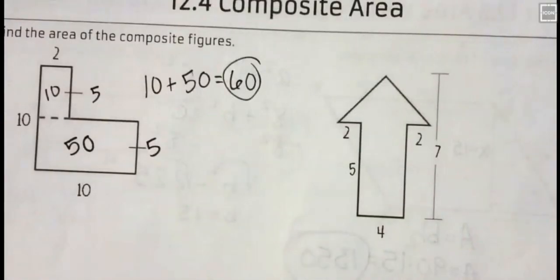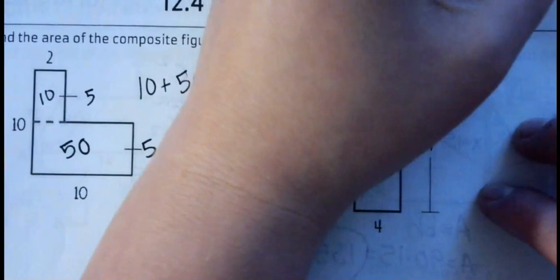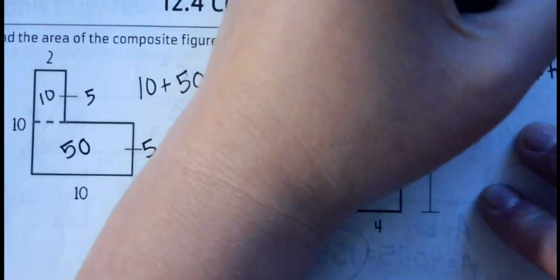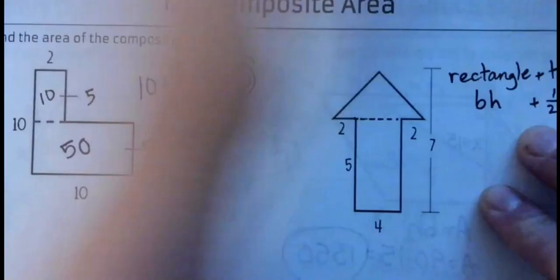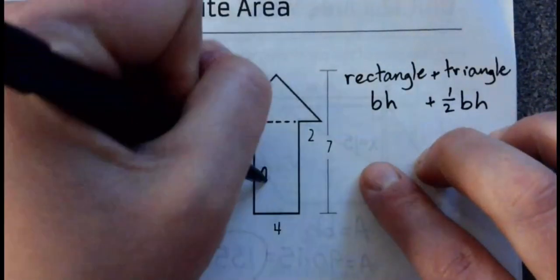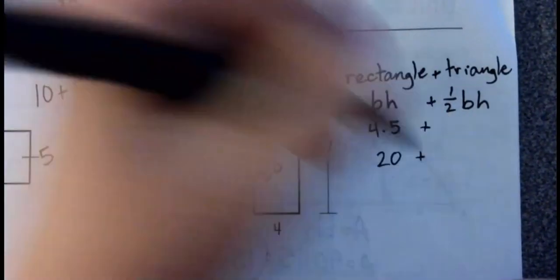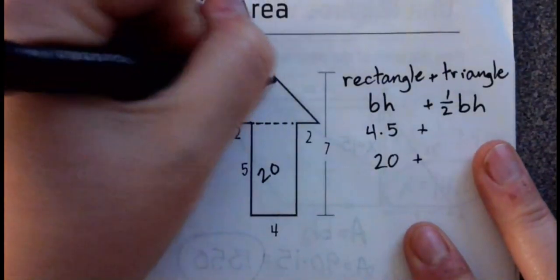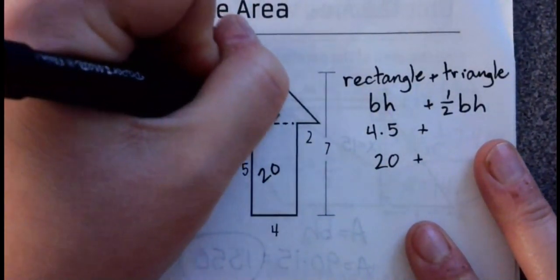This piece right here, it's a little bit more challenging, but it's not that crazy. So I'm going to go ahead and split it into a rectangle and a triangle. So a rectangle is just simply base times height. A triangle is 1/2 base times height. My rectangle is easy. It's 4 times 5, so it's 20. The triangle is a little more complicated because you don't have the height or the base initially. You've got to look at it and figure that out, but it's not all that complicated.